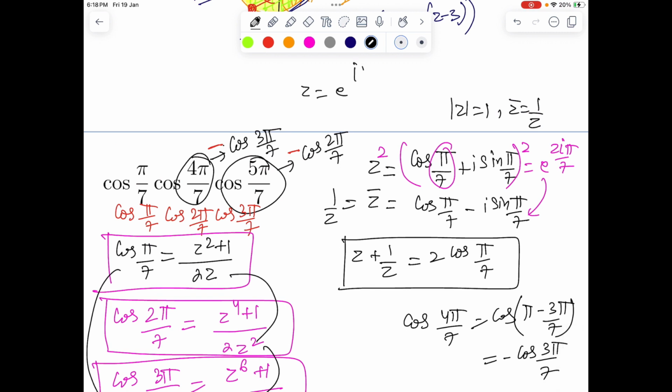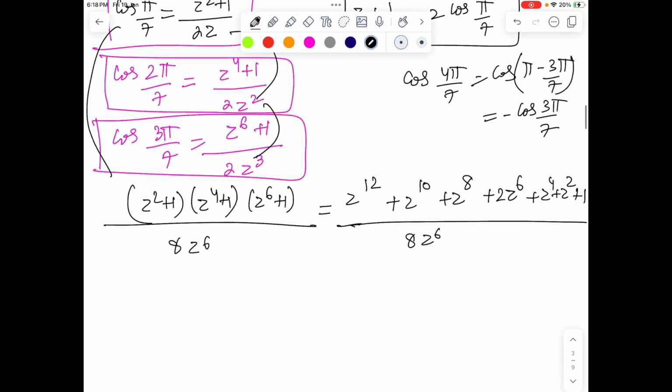All over 8z6. Now what is the speciality of z? Since I've defined z to be e to the power i pi by 7, which is cos pi by 7 plus i sin pi by 7, z to the power 7 is e to the power i pi, which means cos pi plus i sin pi. Sin pi is 0, so it is minus 1. So z to the power 7 is minus 1. That I will use repeatedly.